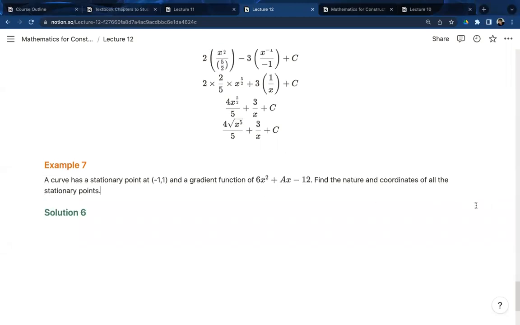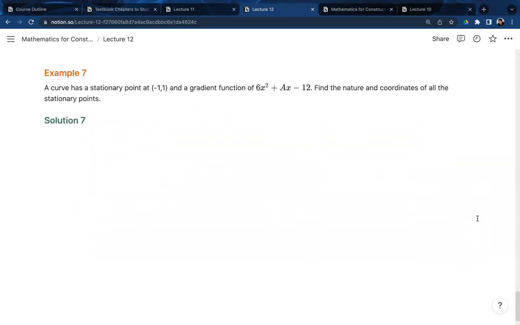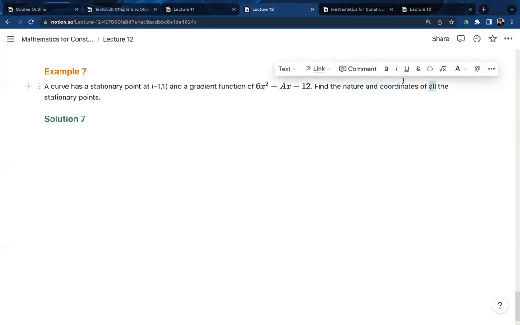So look at this example here. All right. Try this question, and you can finish it up for homework. All right. They said the curve has a stationary point at -1, 1. They give you the coordinates of one of the stationary points. And they say the gradient function is this here, 6x squared plus ax minus 12. What I want you to do is find the nature and coordinates of all the stationary points.